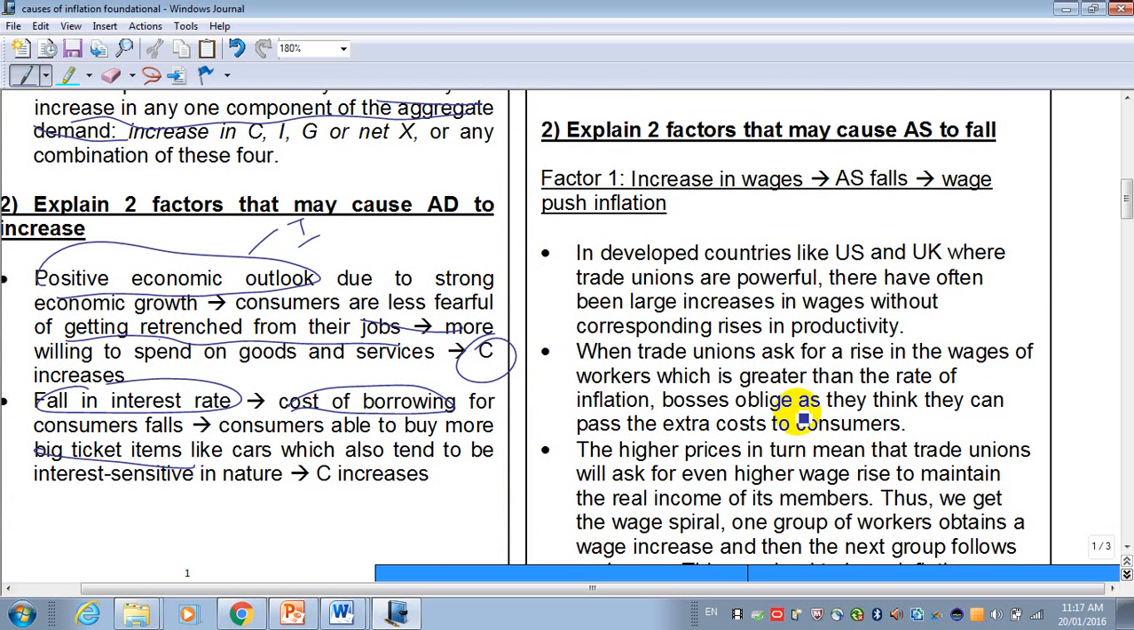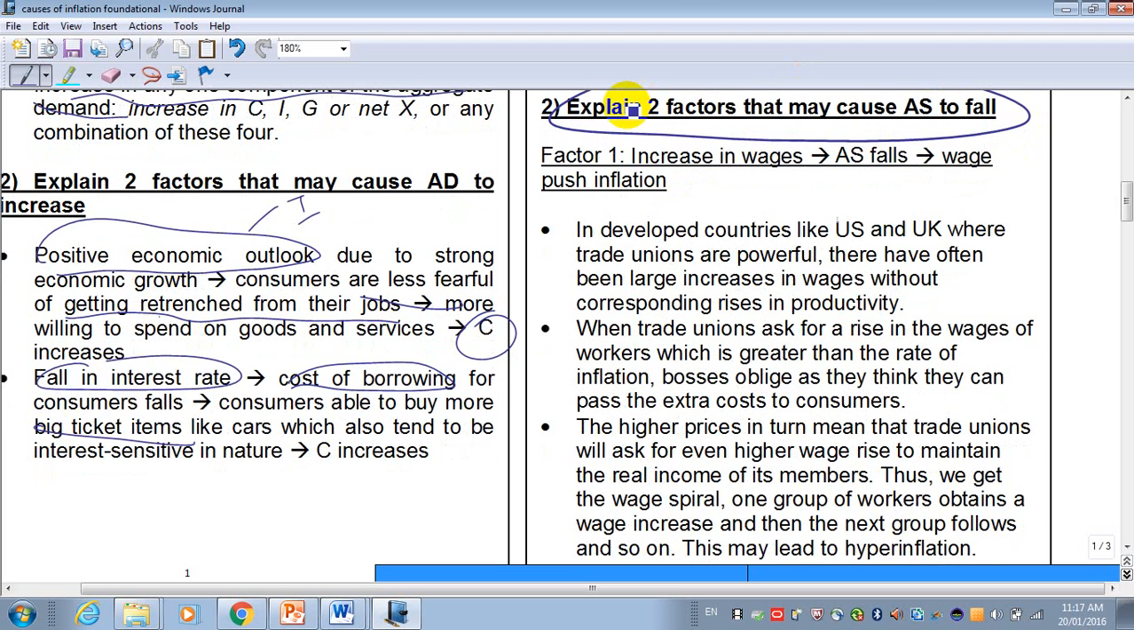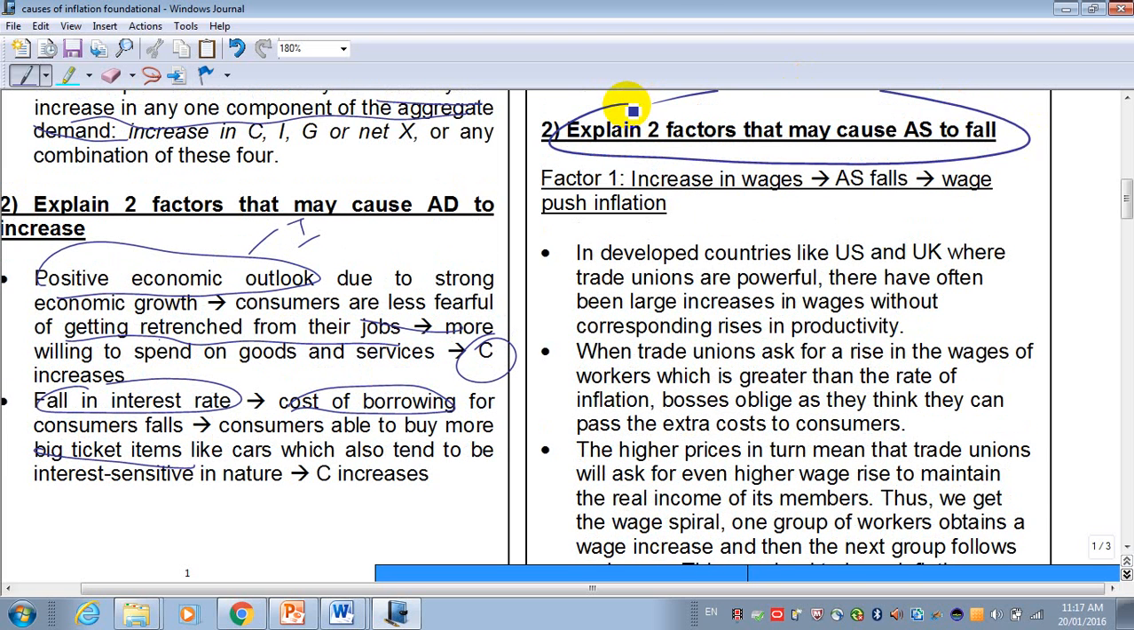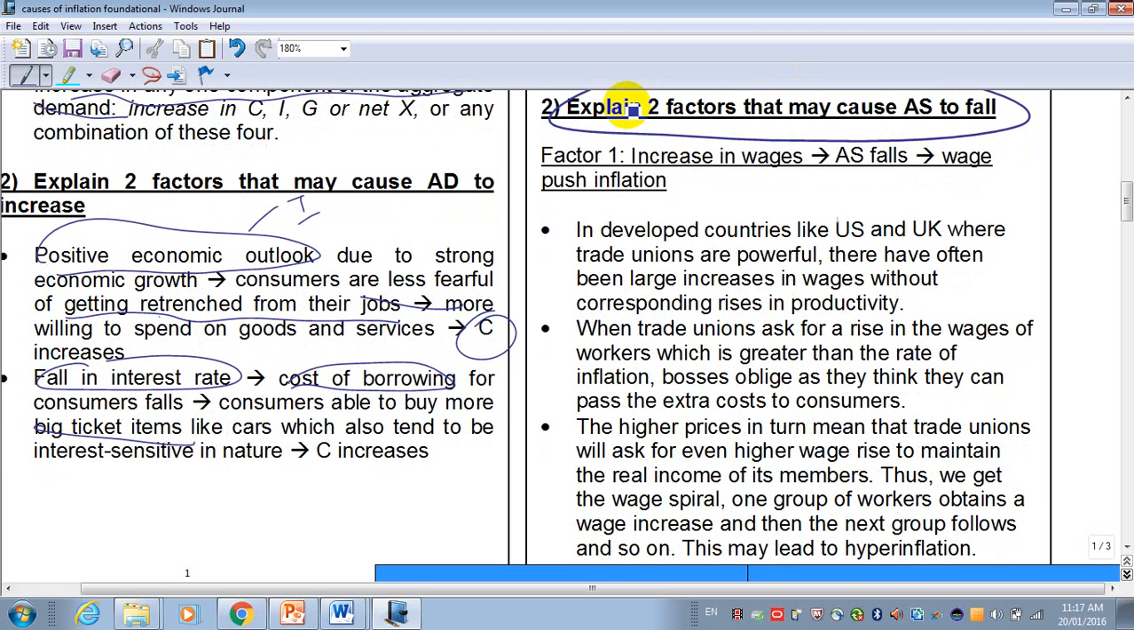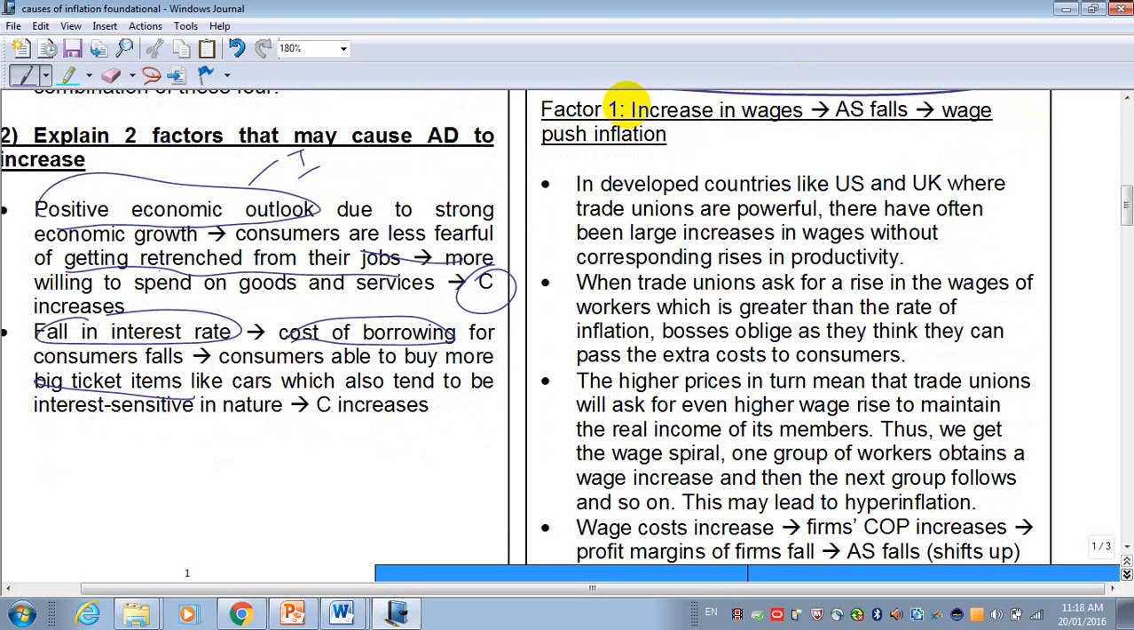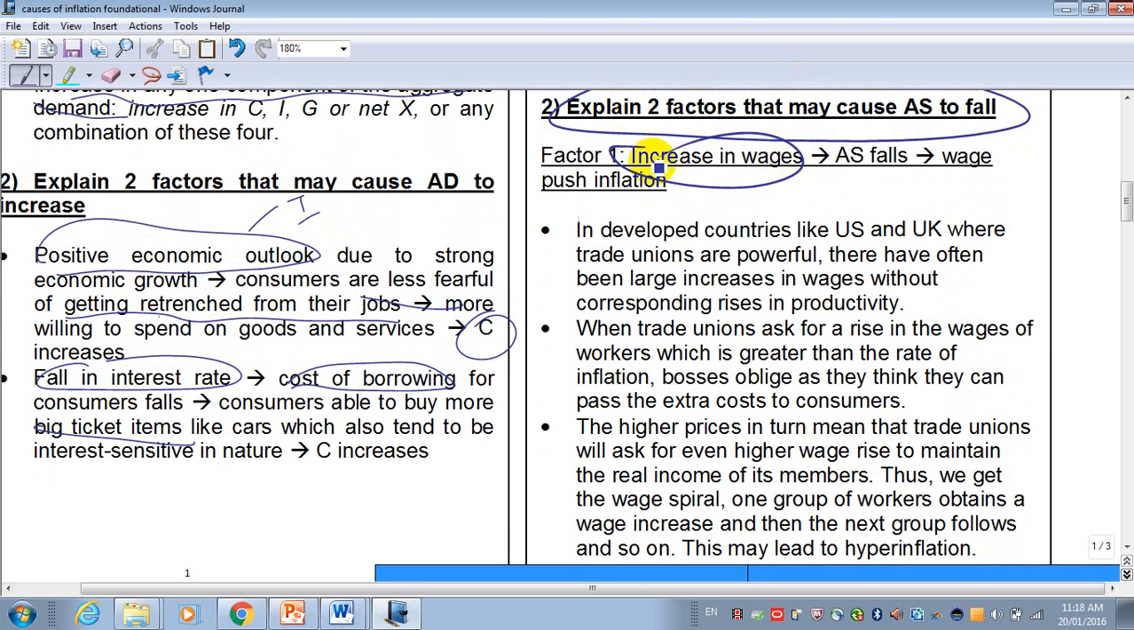as I said just now, you need to give two factors for AD and two factors for AS. Now I'm going through the first factor that may cause AS to fall. The first one would be the increase in wages. So how come there might be an increase in wages?